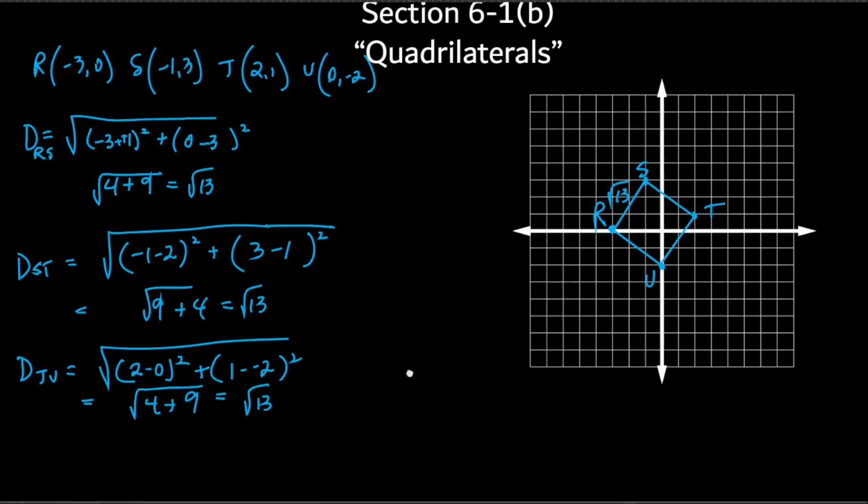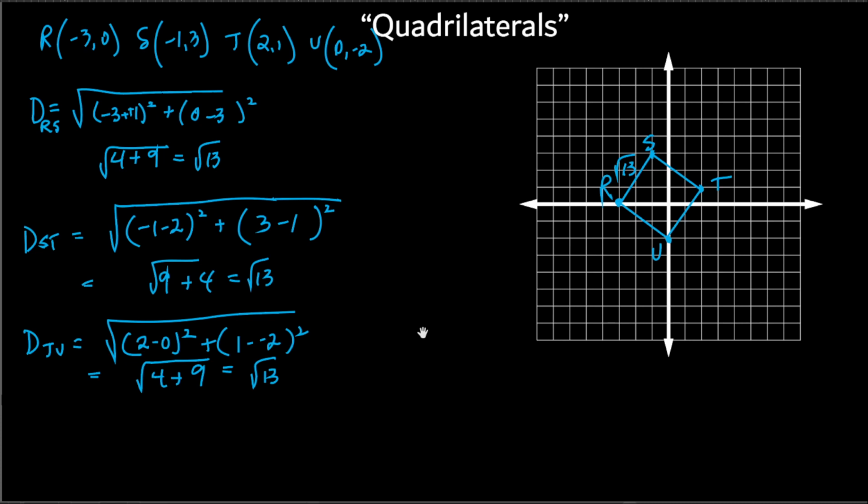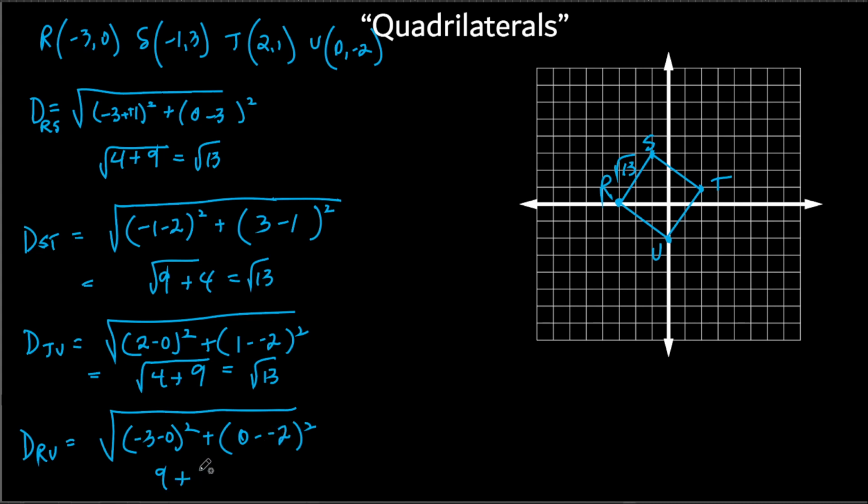What's the only one we haven't done yet? RU. So let's do that one. So listen to this. Distance of RU. So we do all this stuff. Aren't you glad you learned the distance formula? So RU, so what do we do? Negative 3 minus 0. And we probably could have done this in our head without writing everything down, but, whatever. What's the next one? 0 minus negative 2, right? Negative 3 minus 0 is negative 3 squared is 9. This is 2. Positive 2 squared is 4. Square root is the square root of 13.